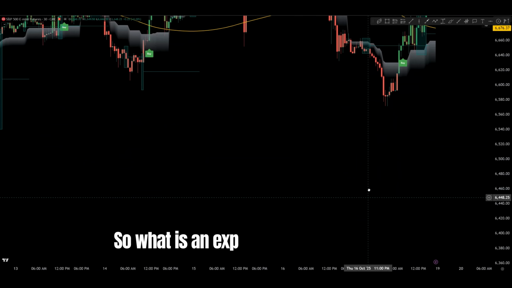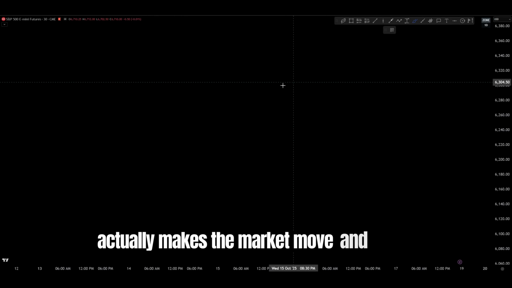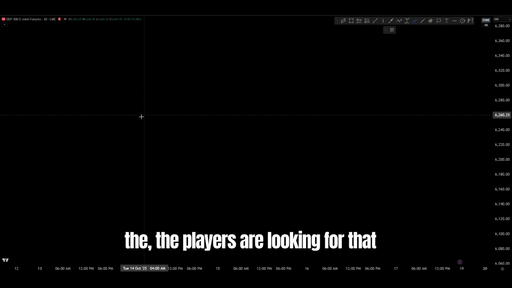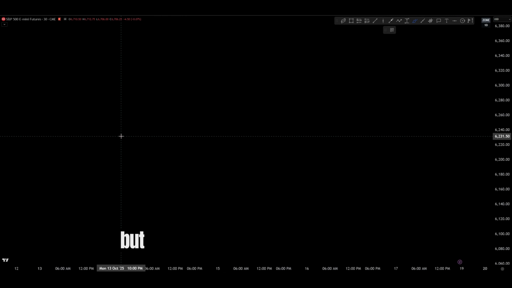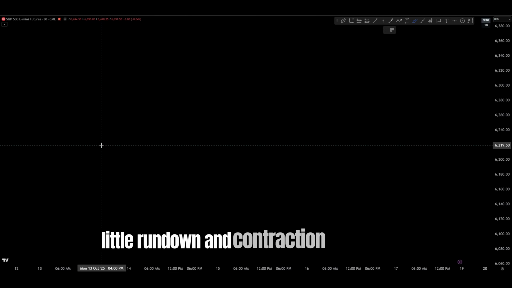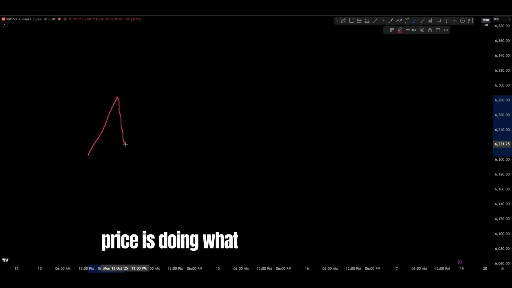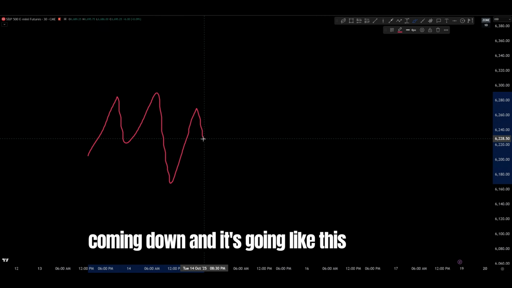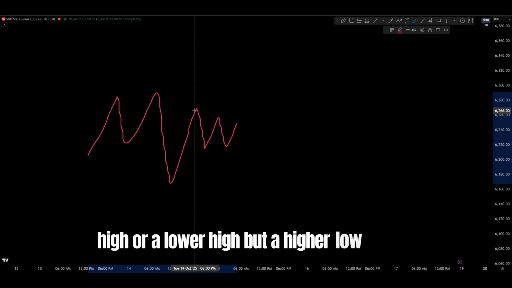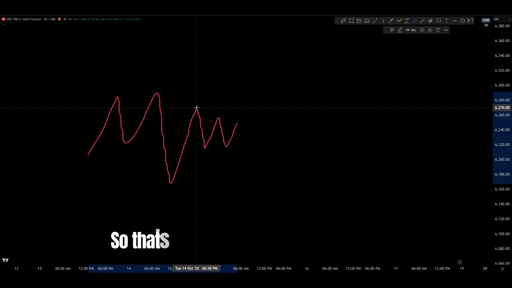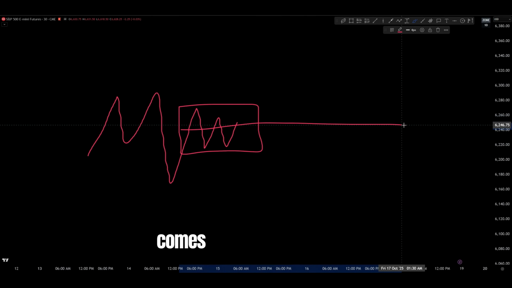So what is a contraction expansion? I'll just show you real quick, because a lot of people don't understand what actually makes the market move and what the players are looking for that actually push price around to have the volume to do it. Retail traders, we don't have that volume. But anyways, just a quick little rundown on contraction expansion. You get a contraction area, right, where your price is doing what it's doing, and then it's coming down and it's going like this, and then all of a sudden you get something like a lower high but a higher low in the same structure, right? So that is a contraction area right here, and then the middle of that comes the expansion line.